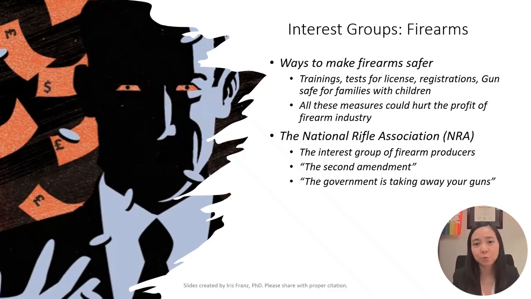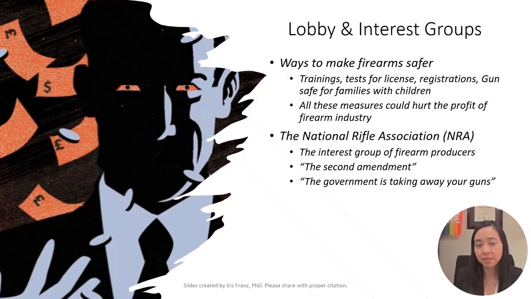There are many ways to make firearms safe without banning ownership, such as safety trainings, licensing tests, registration requirements, and gun safes for families with children. These measures are designed to reduce accidents and unintended harm. However, all these policies can reduce sales for the firearm industry, which means lower profits. As a result, these policies face strong opposition.